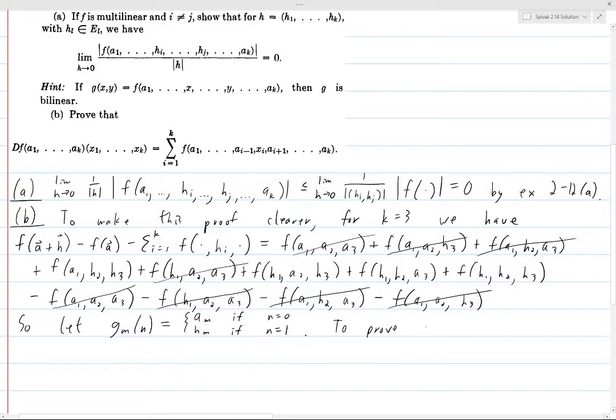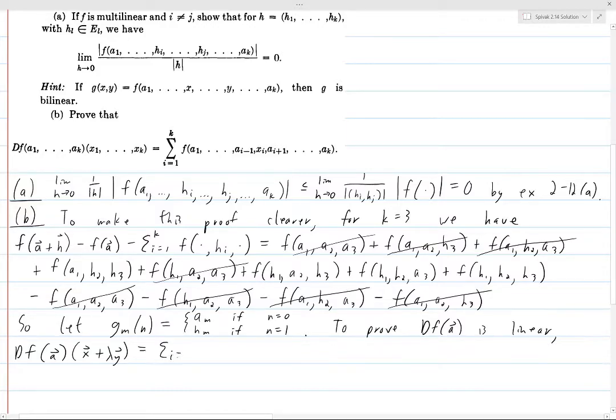To prove dfA is linear, what we need to do is look at dfA of x plus lambda y. We use the fact that f is multilinear, which is going to give us linearity. That's what this comes down to.